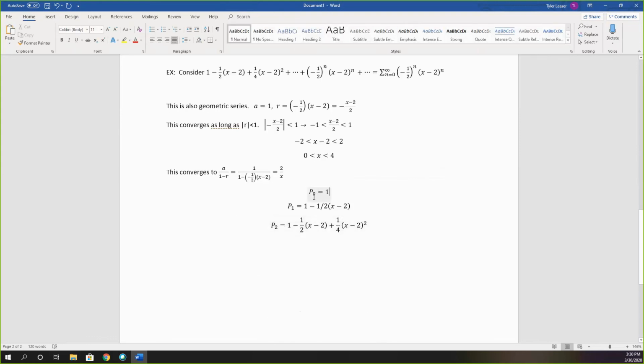You want to think of the index here as being the degree of the polynomial. P sub 0 is the 0th degree, P sub 1 the first degree polynomial, P sub 2 the second degree polynomial. This, you want to think of as the partial sum of 2 over x.